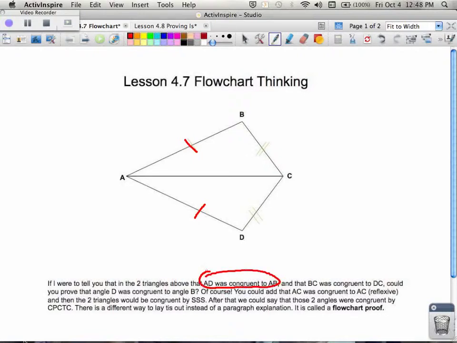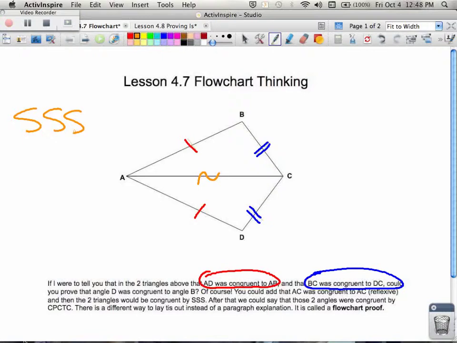and I were to tell you that BC was congruent to DC, marked in the blue, could you show me that angle D was congruent to angle B? And so the big idea here is that I notice that they share a side AC, and so I should be able to figure out that these two triangles are congruent by side, side, side.